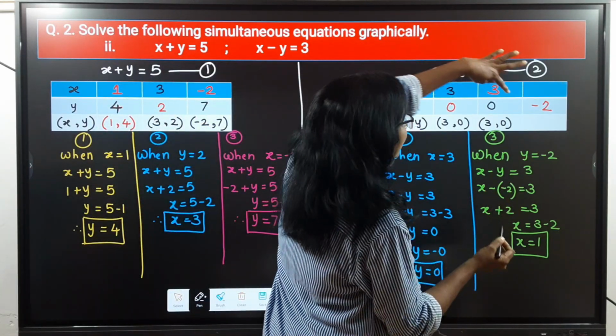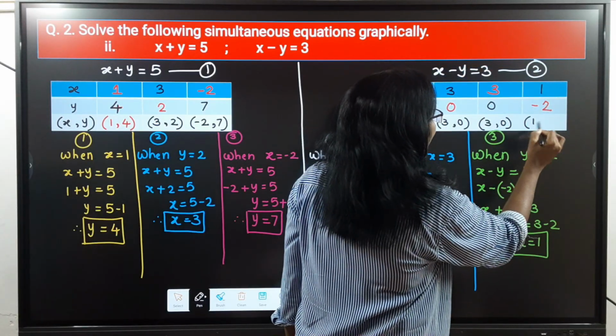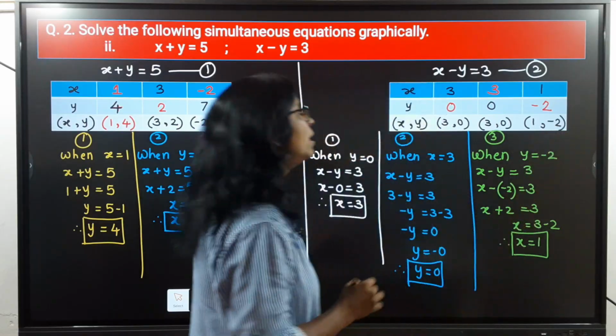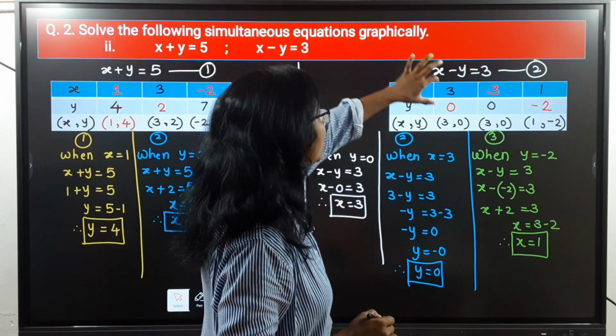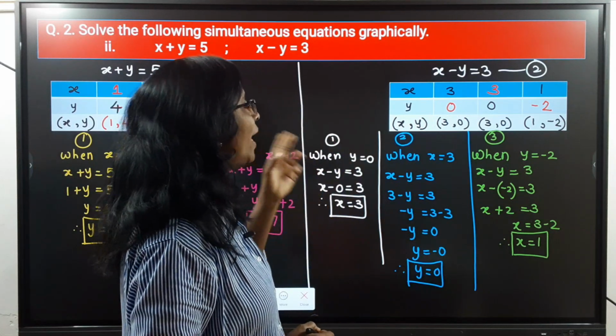Then here y is equal to minus 2, and here, students, x is equal to 1. So here 1, minus 2. But here, students, both the values are equal, so that's why I change the value here.